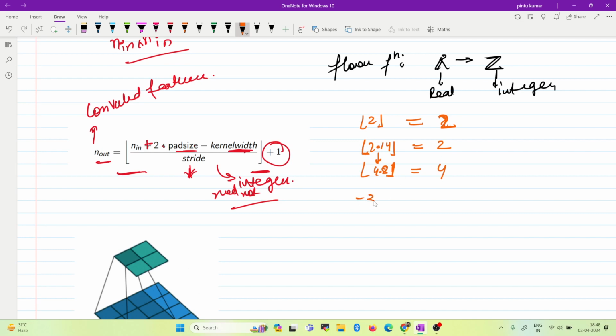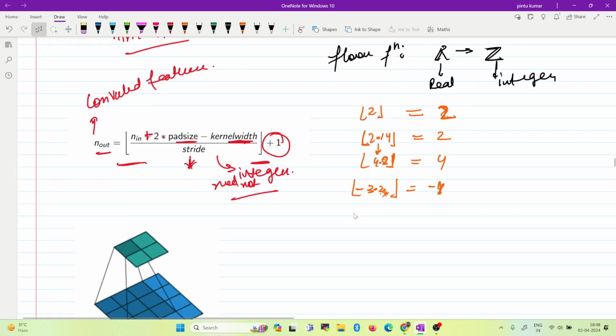Similarly, what is floor of minus 3.2? It is the number just below minus 3.2, that is minus 4. So we are not removing just the decimal, but we are looking for the integer that's just below the decimal that you have written.